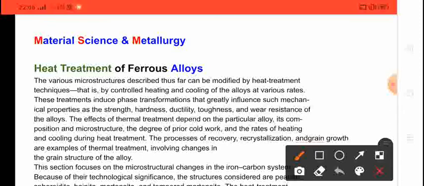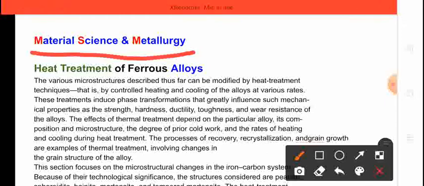Today in this session we are going to see a topic of material science and metallurgy. Material science and metallurgy is the subject which is offered in diploma and degree, and it is also useful for ITI students, Master of Engineering students, and PhD students, all.